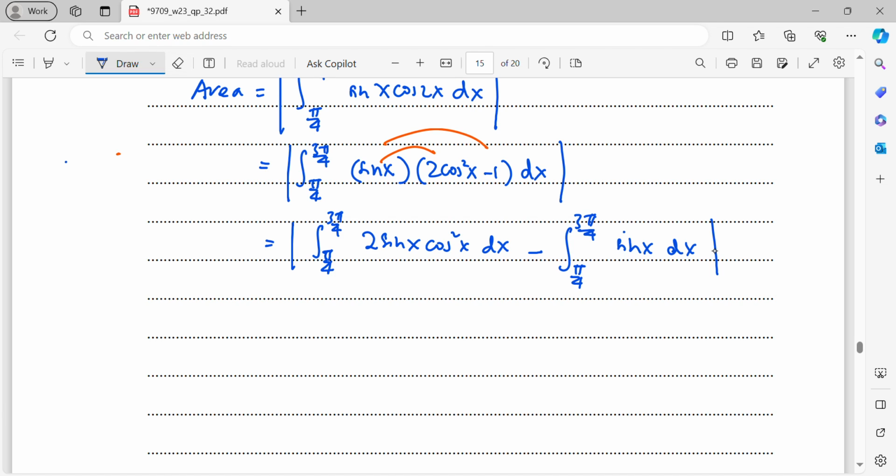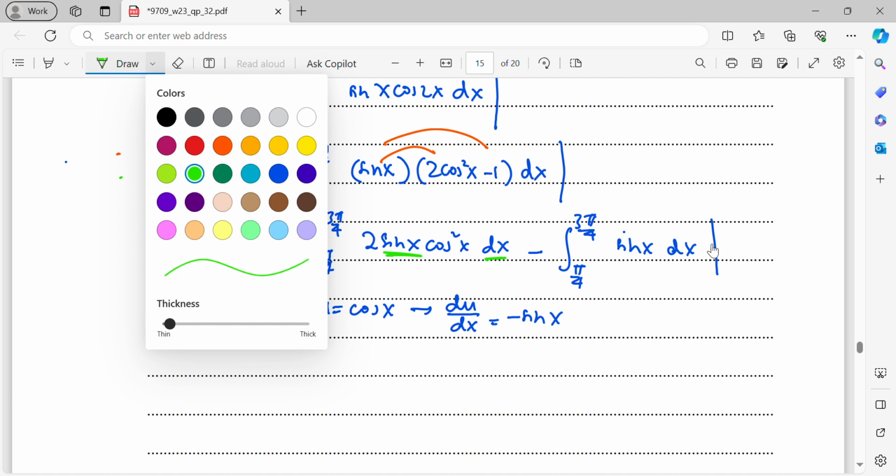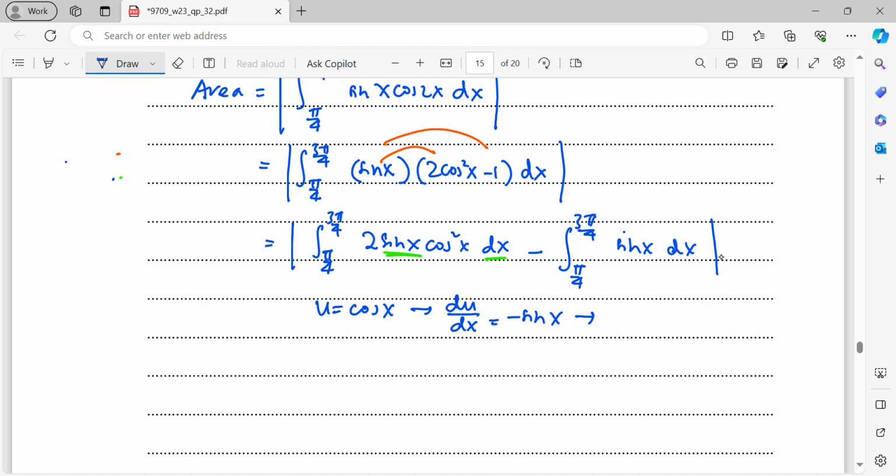Right, so now for the first integration, I'm going to use the substitution method. Let u be cos x. Then du over dx will be negative sine x. Then when you look at the question here, I have sine x dx, which means the dx I will move up, so I will be getting du equals negative sine x dx. So the minus I can move to the other side. Just write negative du equals sine x dx.